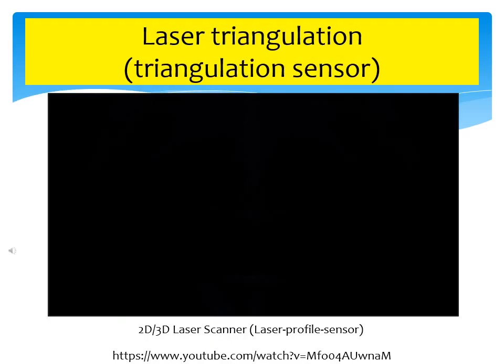Now, let's take a look at the video clip on thickness or surface roughness characterization techniques. First, we start with laser triangulation by a 2D/3D laser scanner equipped with a laser profile sensor.